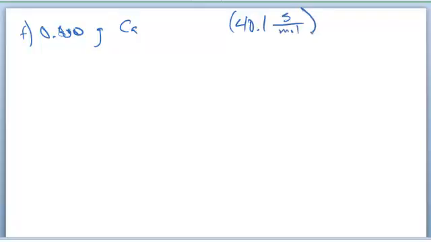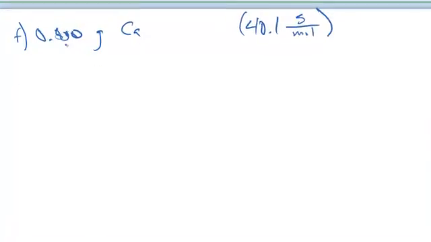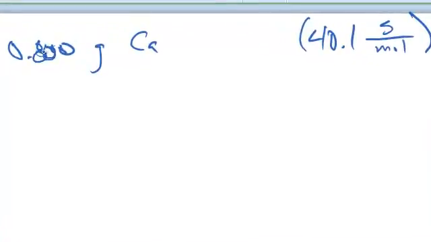Okay, moving on. F. So we're given 0.800 grams of calcium, just elemental pure calcium. When you look up the atomic mass of calcium and round it to the nearest tenth, that is 40.1 grams per mole. Sorry about my writing.